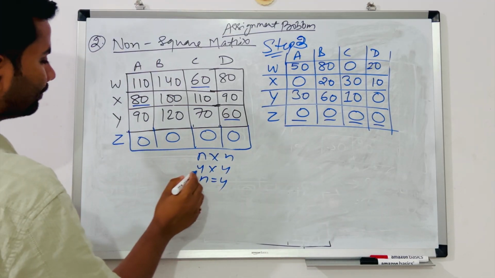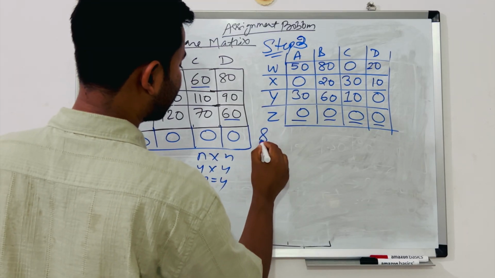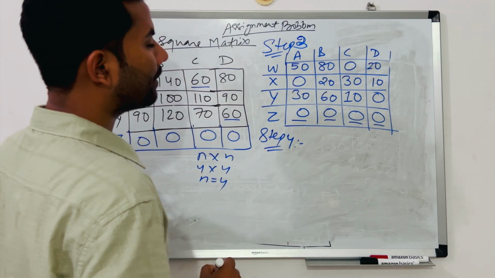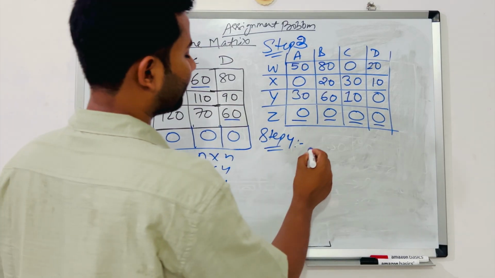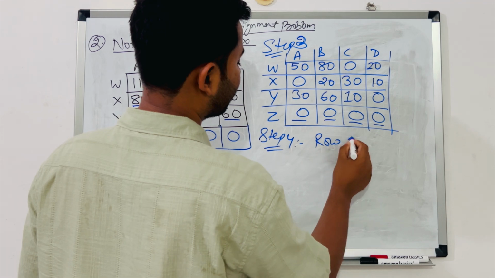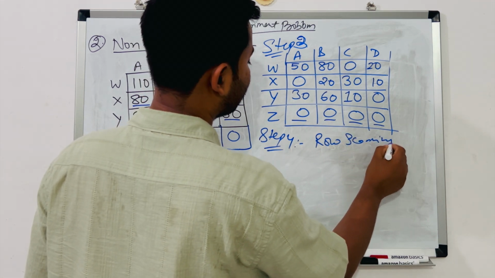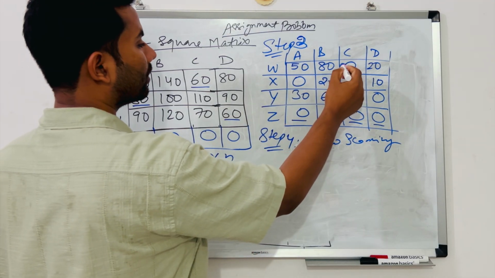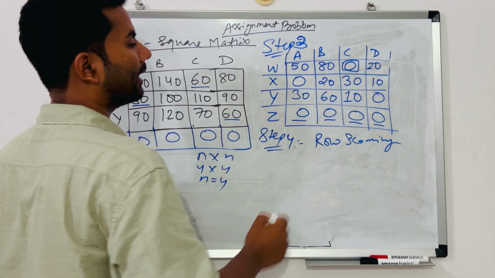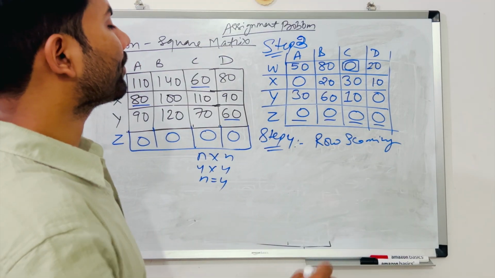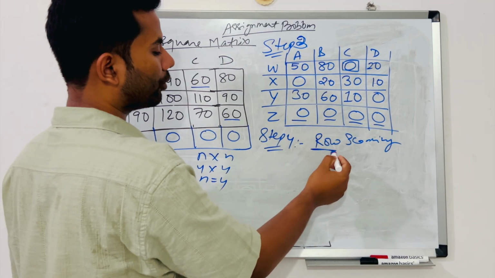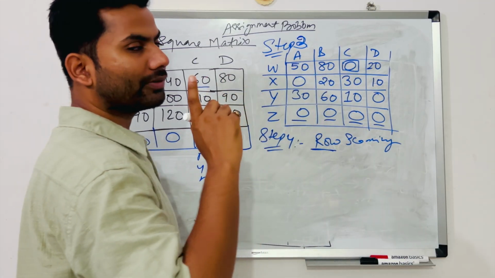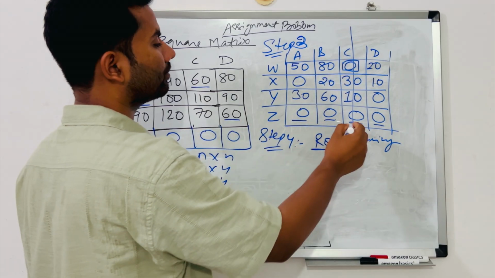Now come to step number 4. Step number 4 is the row scanning. Now see row number 1. In row number 1, we have one 0. When we search through the row, we cut by the column. So in row number 1, the number of 0 is 1, so cut by the column.